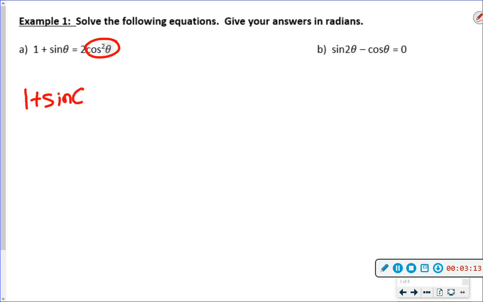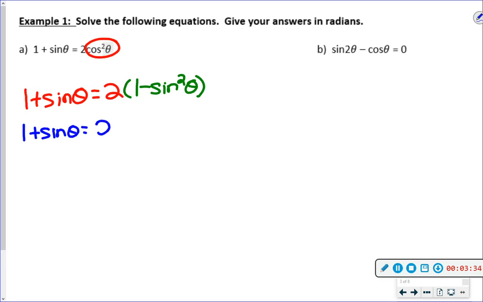So anytime I'm going to use an identity today, I'm going to put it in green. So what's cos squared on your Pythagorean identities? 1 minus sine squared. Got it. Okay, now little algebra here. We're going to distribute the 2, of course. So I'm going to have 2 minus 2 sine squared. I just have more algebra to do. Now it's quadratic because of the square.